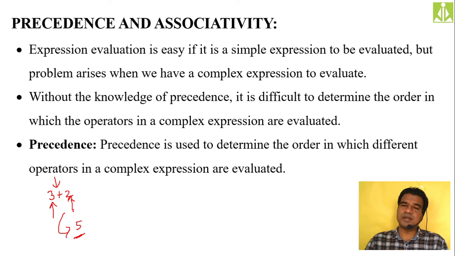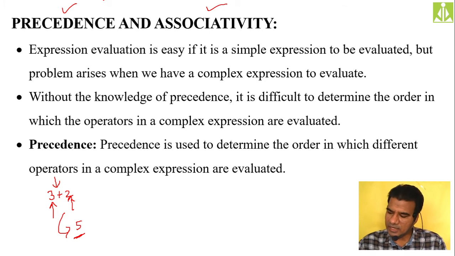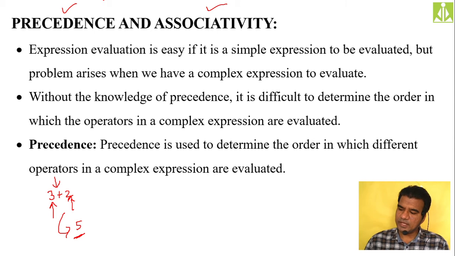If it is a simple expression, there is no need of working on precedence and there is no need of working on associativity. These two are different things. Precedence and associativity, these two are different things. We need to discuss precedence first and then after that we will discuss associativity. So if your expression is a simple expression, then there is no need of working on the precedence and associativity of the expression. But if it is a complex expression, where comes the need of precedence and associativity?